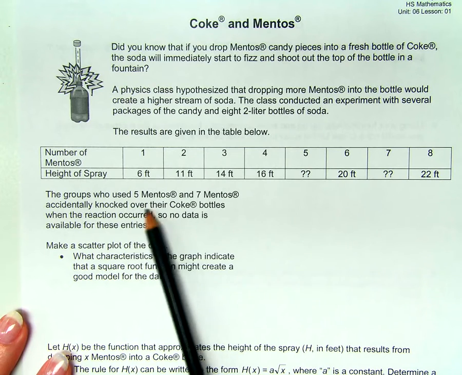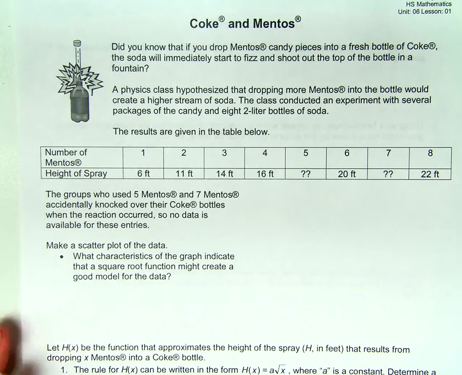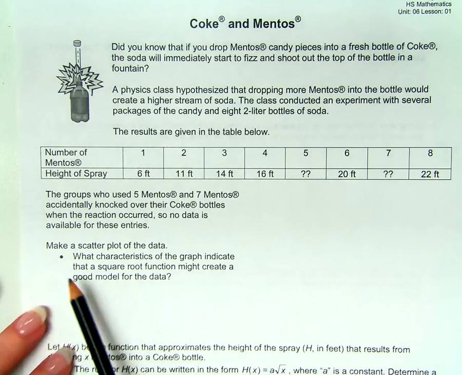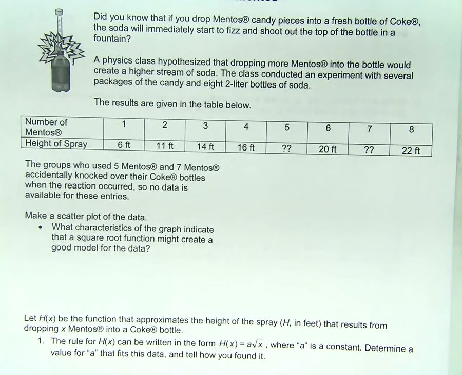Maybe they were absent, or maybe they knocked over their Coke bottles and couldn't figure it out. They were that group. You know what I'm talking about? They were that group, okay? So first of all, let's make a scatter plot of the data. How are we going to do that? Do you remember how to do that in your calculator?